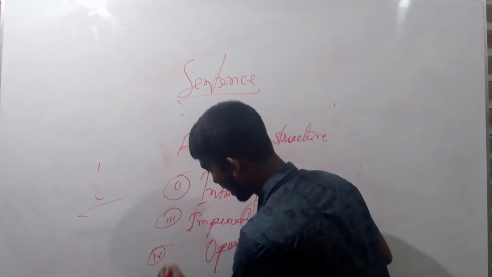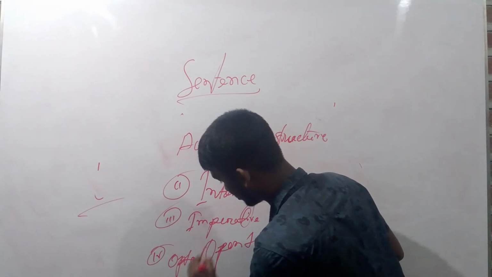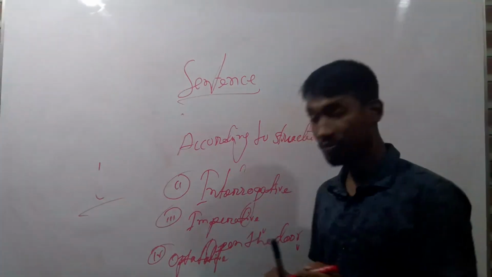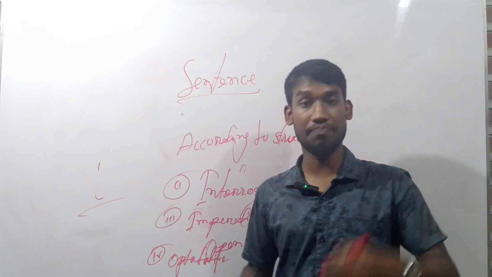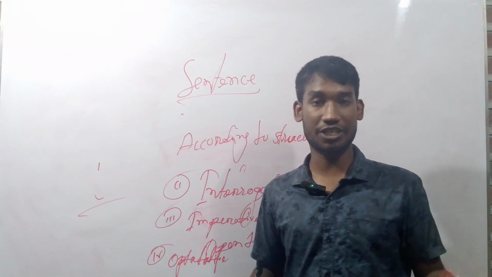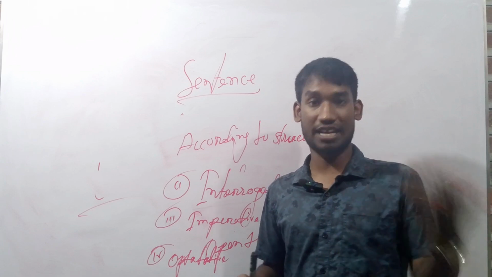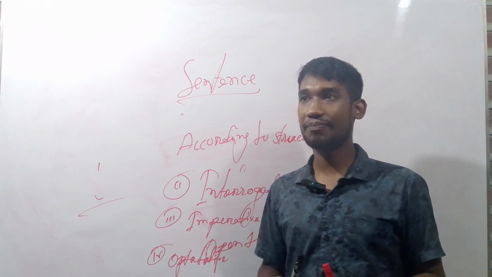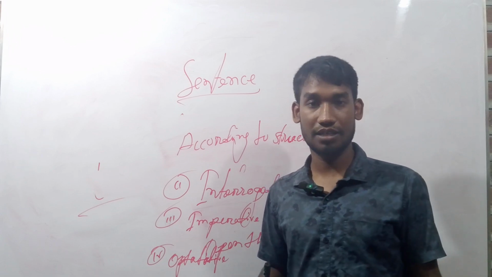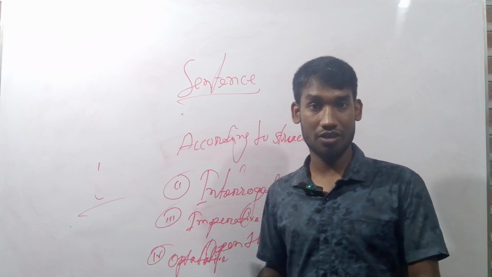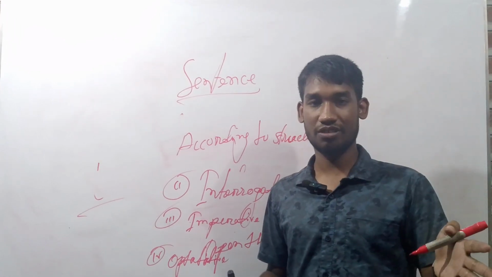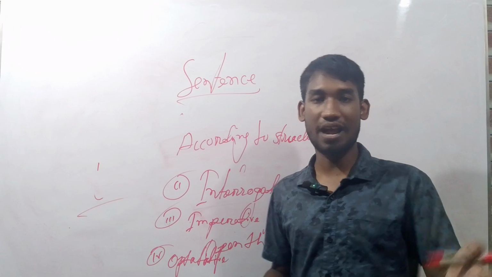And then we have the optative sentence. Optative sentences are those sentences by which we express a cause, a wish, or bless someone, like God bless you, Allah will help you, may you live long. So this type of sentence is an optative sentence, but we use this sentence very rarely.